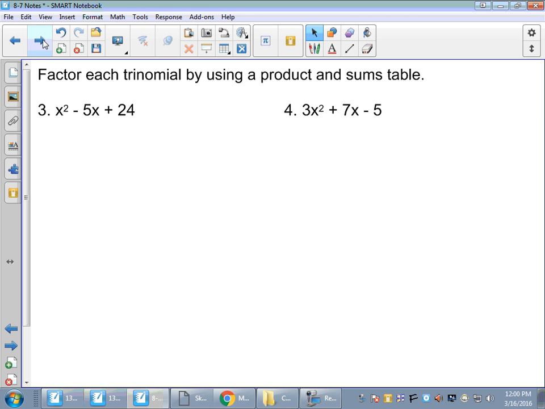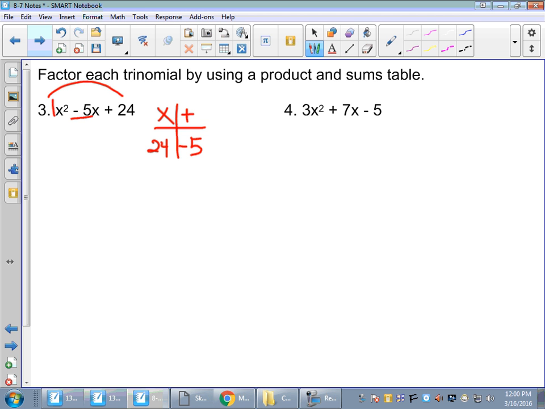All right, number 3 here. We have a 1 out in front. It's already in the right order. Most of them will probably be in the right order in that standard form. So we're looking for what multiplies to give me 1 times 24, which is 24, and what adds to give me negative 5. So I look at my product sum sheet, and if you completed your product sum sheet, you should have numbers for 24. If you haven't, you might want to do that right now.